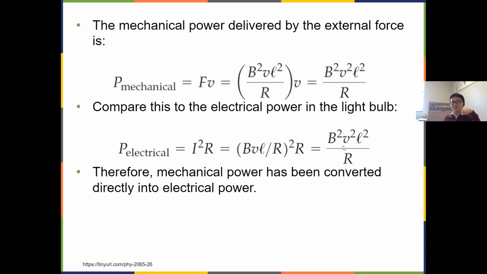So you can look at these two, they are the same. So your mechanical input becomes your electrical output. They are equal to each other. So you are converting your mechanical power into your electrical power. So that's how electrical power is generated.